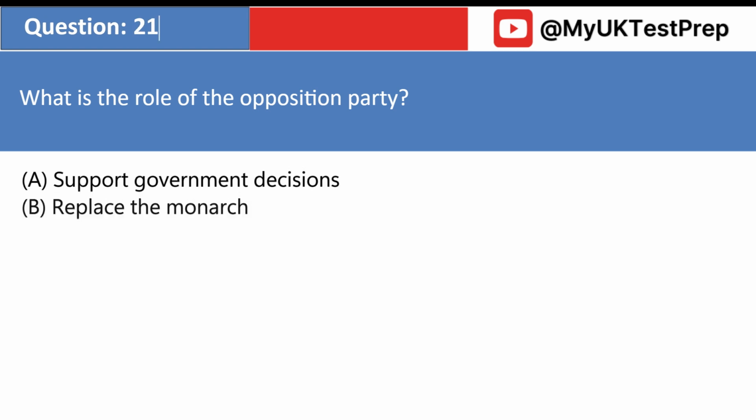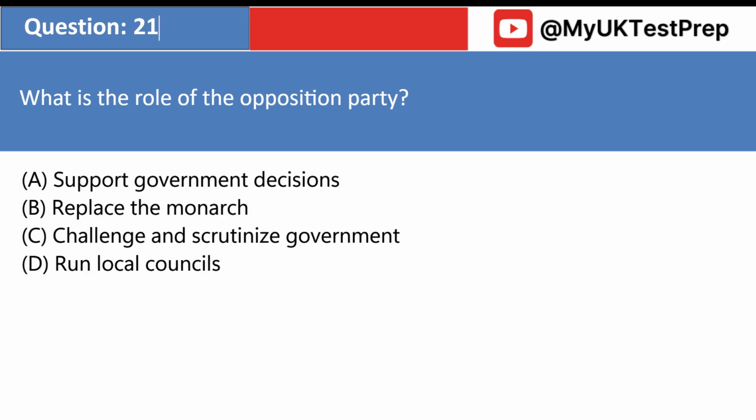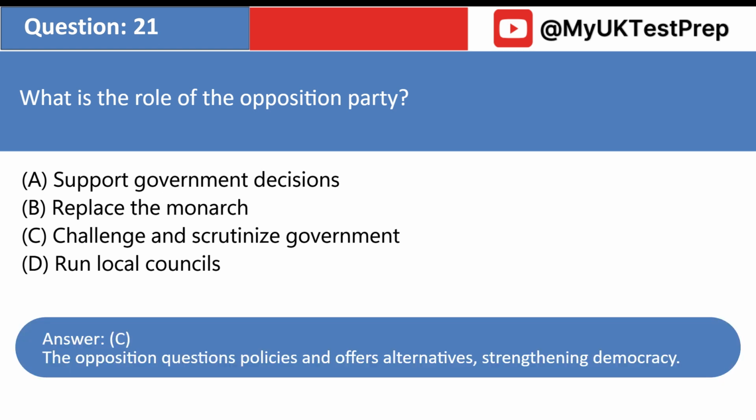What is the role of the opposition party? A. Support government decisions. B. Replace the monarch. C. Challenge and scrutinize government. D. Run local councils. Answer: C. The opposition questions policies and offers alternatives, strengthening democracy.